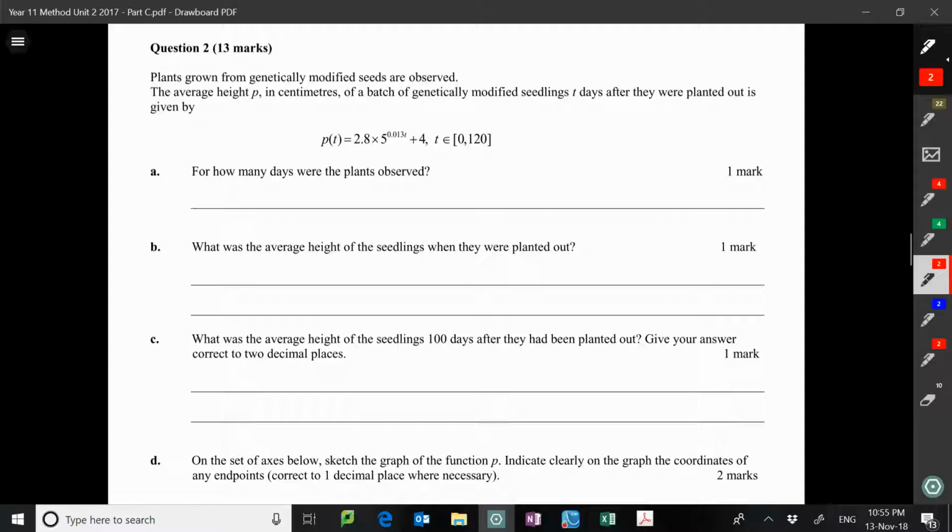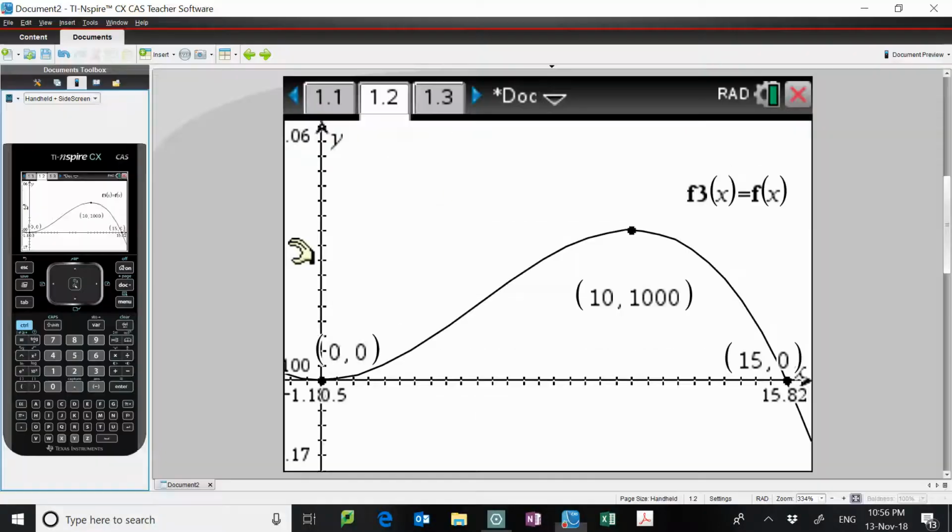Define the next function. So it says plants grown from genetically modified seeds observe average height. So P, this is the height in centimeters, of a batch of genetically modified seedlings, T days. So T represents days, so 0 to 120 days. Were planted out is given by. So I would define that equation straight away.